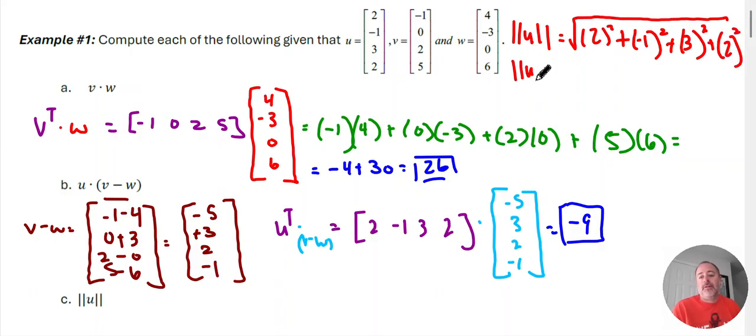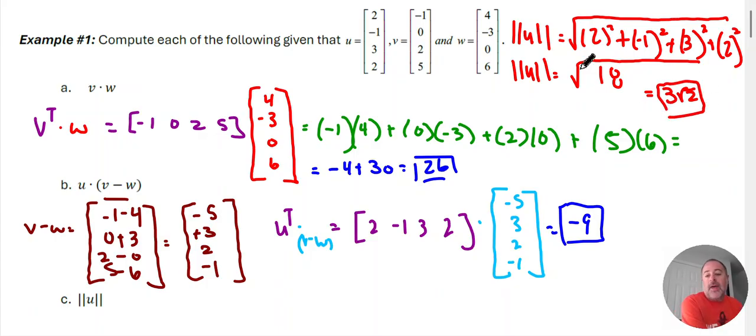And so the magnitude of U is going to be equal to the square root of 4 plus 1 plus 9 plus 4, which is going to give you the square root of 18, which is going to give you a value of 3 square roots of 2.